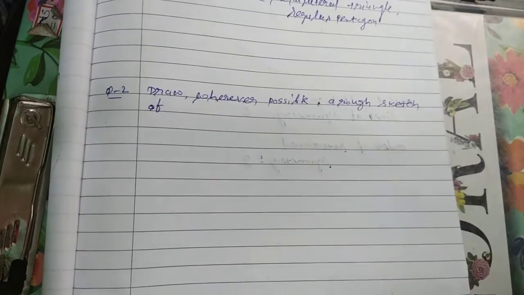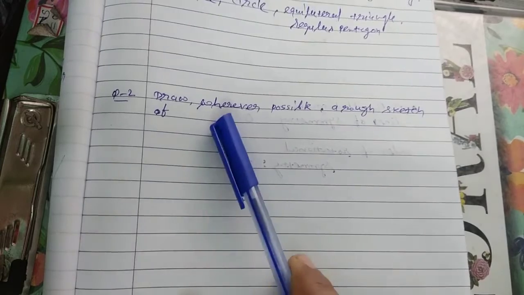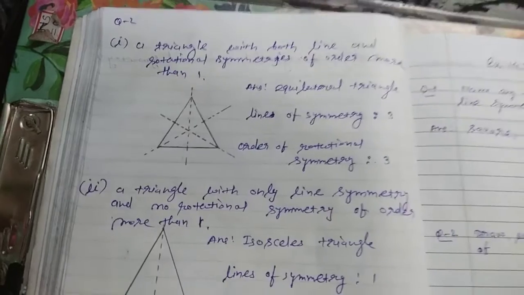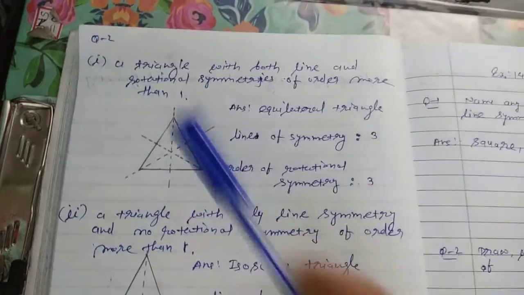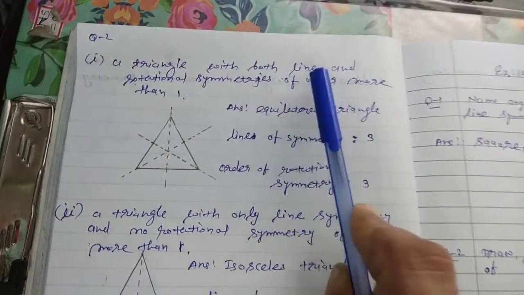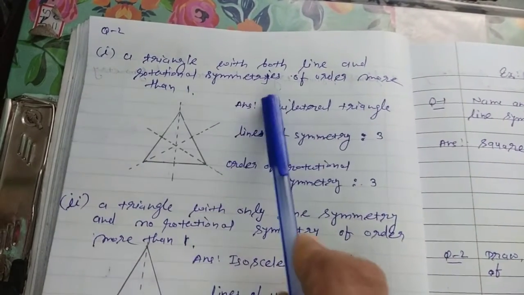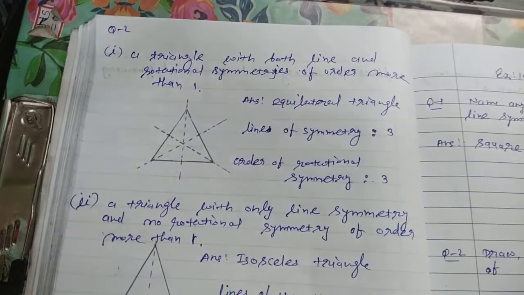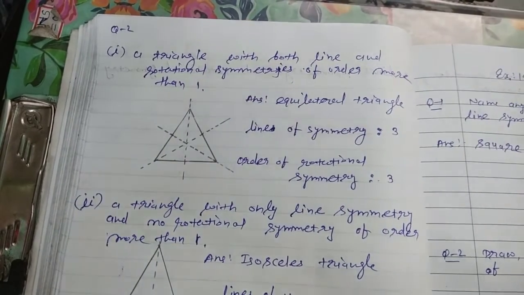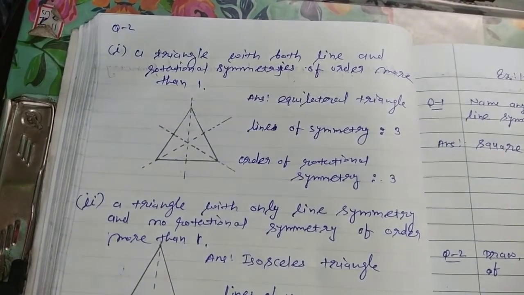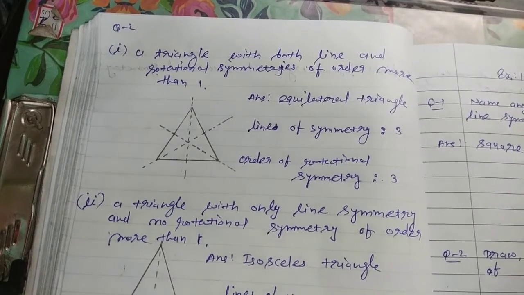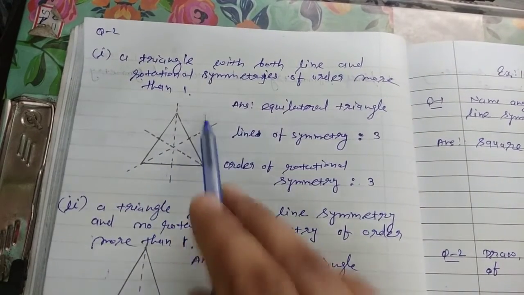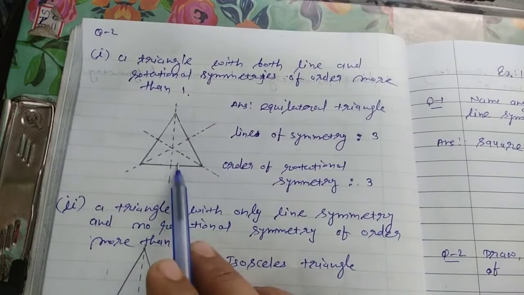Next, question number 2. Draw, wherever possible, a rough sketch of the following. Number 1: A triangle with both line and rotational symmetries of order more than 1. So which triangle has line symmetry and also a rotational symmetry of order more than 1? It is nothing but the equilateral triangle, which has 3 lines of symmetry, and the order of rotational symmetry is also 3.